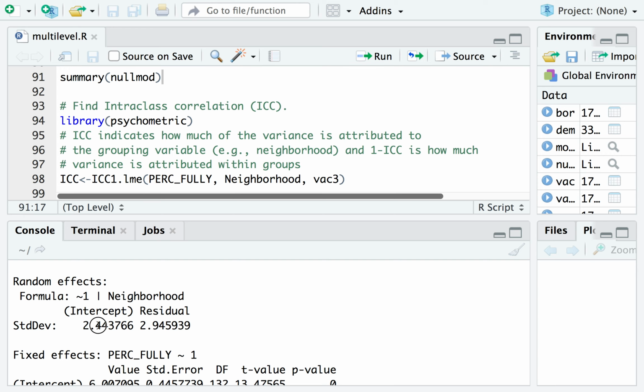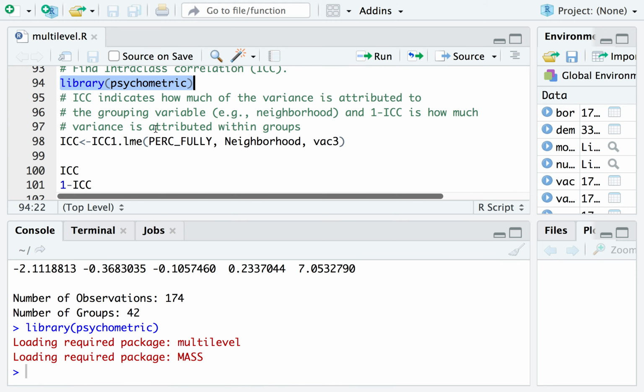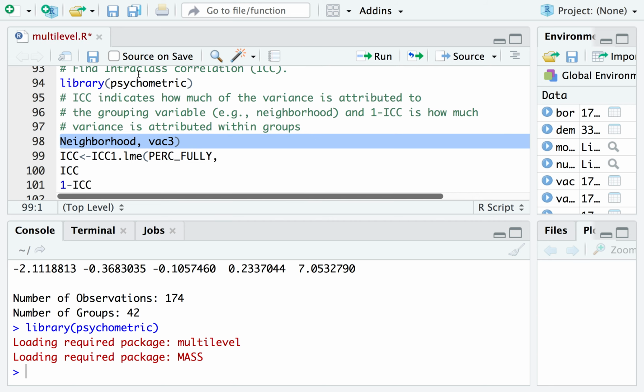Now the interclass correlation is going to be the variance, which is this squared divided by this squared plus this squared right here. And fortunately, there's a function within library psychometrics that will allow you to just do it. So to run it, this is the name of the function, icc1.lme. This is your dependent variable, your grouping variable, and your data set, and that's all that's needed. And I'm just going to name it.